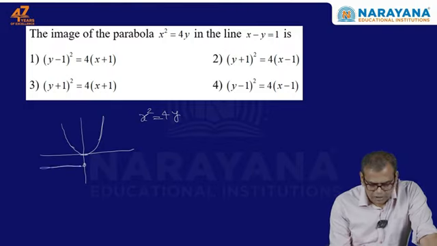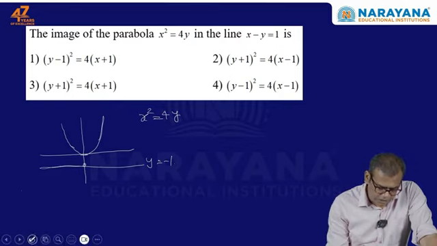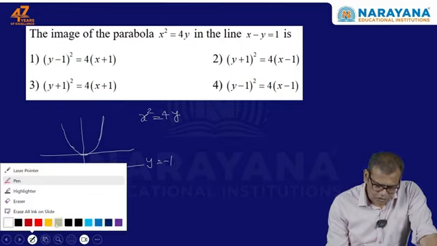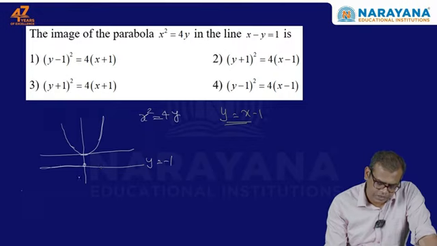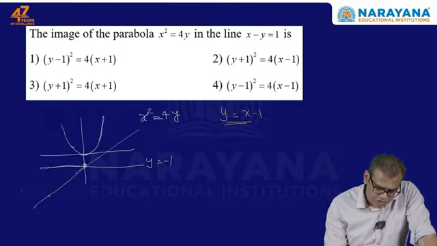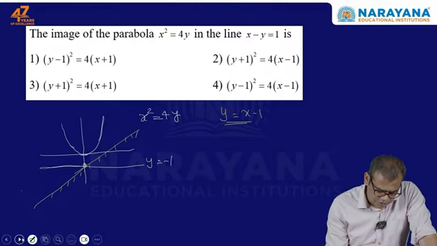The directrix is y is equal to -1, and we are taking the mirror image of the parabola with respect to which line? The line is y is equal to x minus 1. The slope is positive, the intercept is negative, so it will pass through this point. So this is the mirror. You consider the mirror, and this one is the, look here.